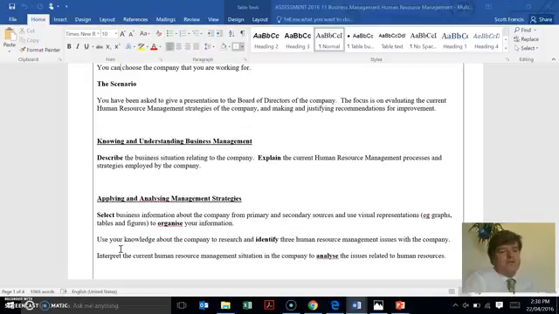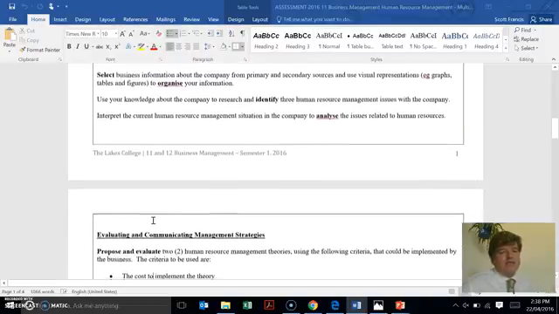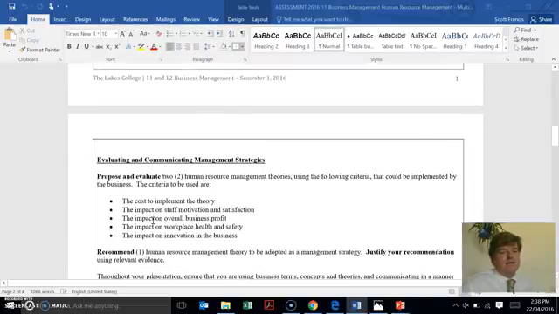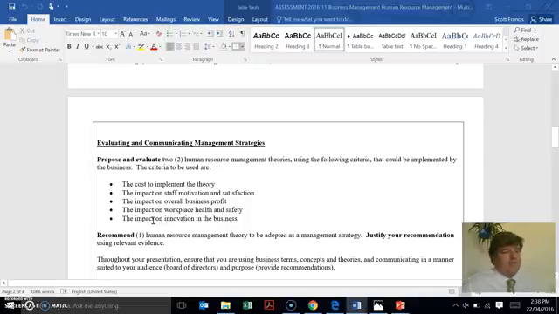Use your knowledge about the company and the research that you do. Identify the 3 most important human resource management issues with the company. What are the big issues with those companies? And interpret the current strategies, the current situation to analyse these issues. What's happening at the moment and why is it a problem? So that's going to meet that criteria there.